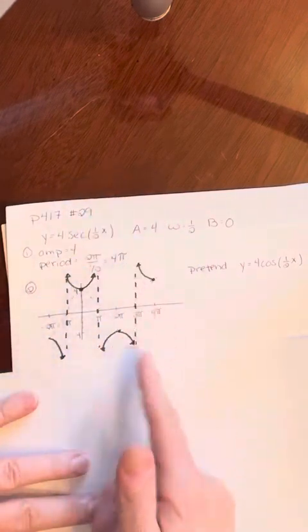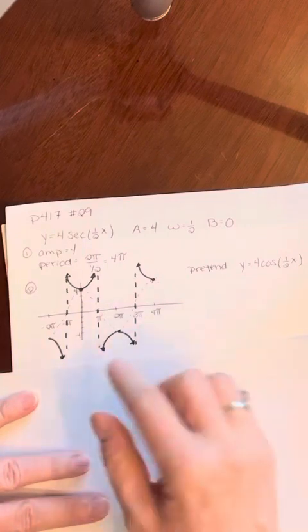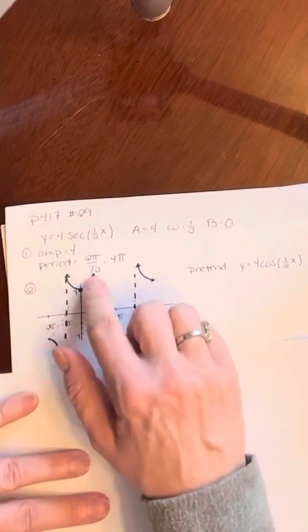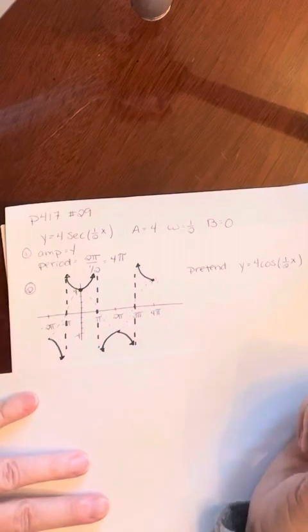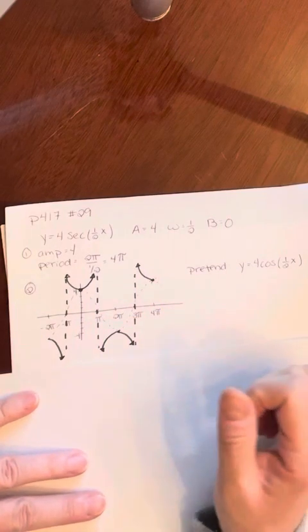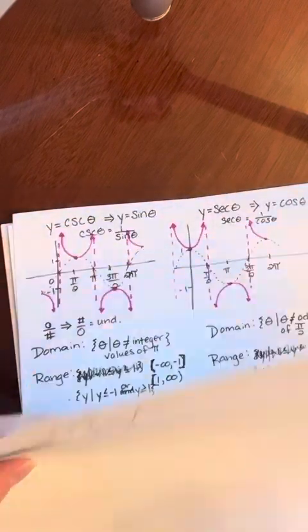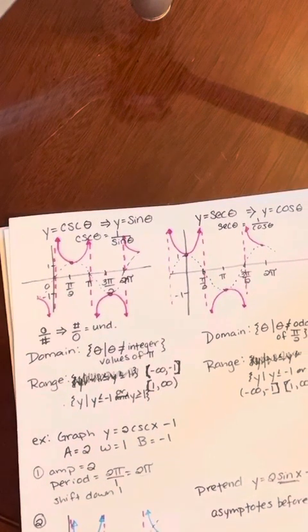Throw in your asymptotes. So we've got asymptotes here. We have no shift. That's kind of nice. And so then you can draw your reciprocal in. I hope that went okay. All right, so that is a cosecant graph and a secant graph. So let's look at tangent.